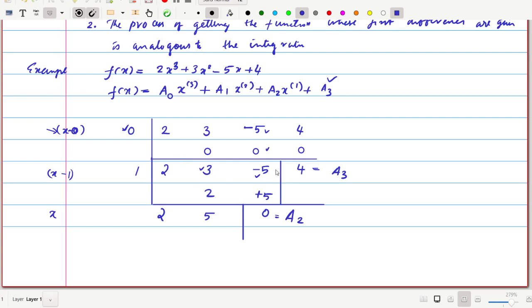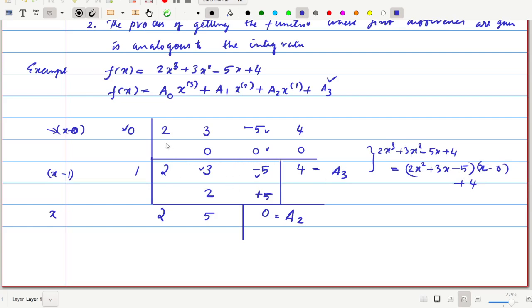Corresponding to this, we can write 2x cube plus 3x square minus 5x plus 4 as, using these three coefficients 2, 3, minus 5, that is (2x square plus 3x minus 5) times this factor x minus 0, plus 4. So this is the meaning of 2, 3, minus 5 and 4.